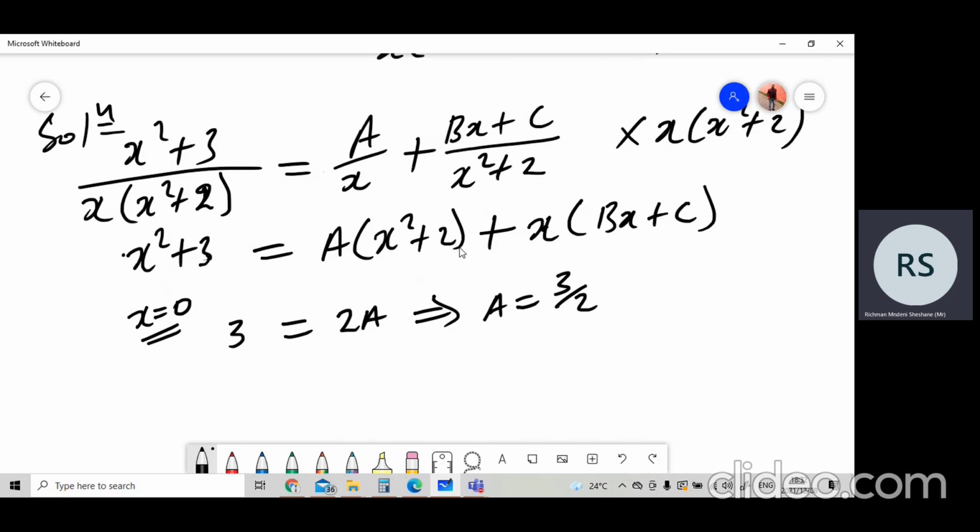So you need to equate the coefficients. If those two expressions are equal, it means the coefficient of x on the left hand side is equal to the sum of the coefficients of x for each term on the right hand side. So the coefficient of x on the left hand side equals the sum of the coefficients of x on the right hand side.